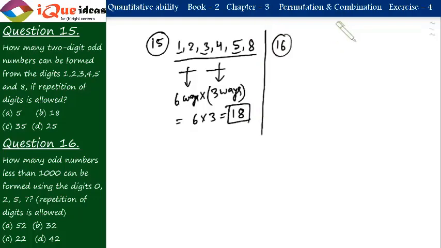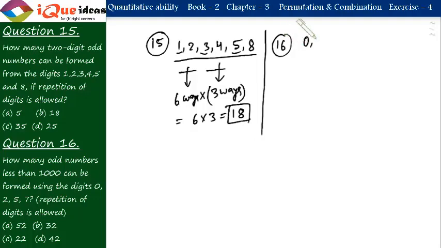It says, how many odd numbers less than 1000 can be formed using the digits 0, 2, 5, 7, and the repetition of digits is allowed. Now if the repetition of digits is allowed, then we don't have to worry about anything. The only thing that we have to be careful about is that less than 1000 there will be 3-digit numbers, there will be 2-digit numbers, and there will be 1-digit numbers.